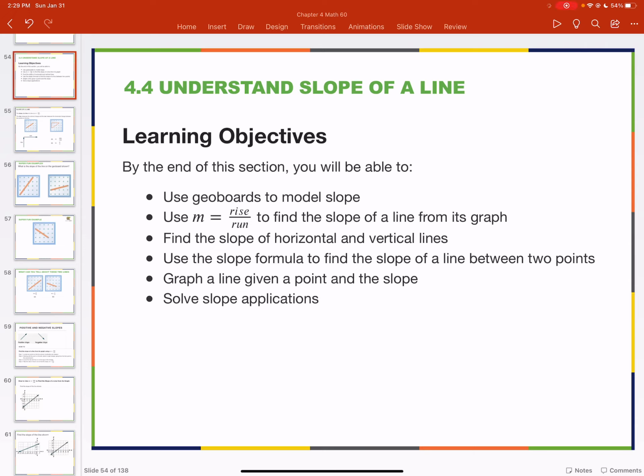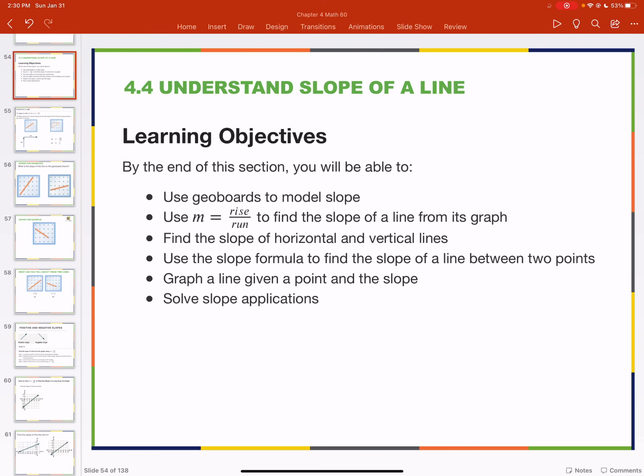Hello, welcome to section 4.4, where we're talking about understanding the slope of a line. So what are the lecture objectives? You should be able to understand slope graphically, and what does it mean? What does rise over run mean? What is the slope of a horizontal line or a vertical line? How to find the slope algebraically using the slope formula, and how to graph a line using a point and a slope.